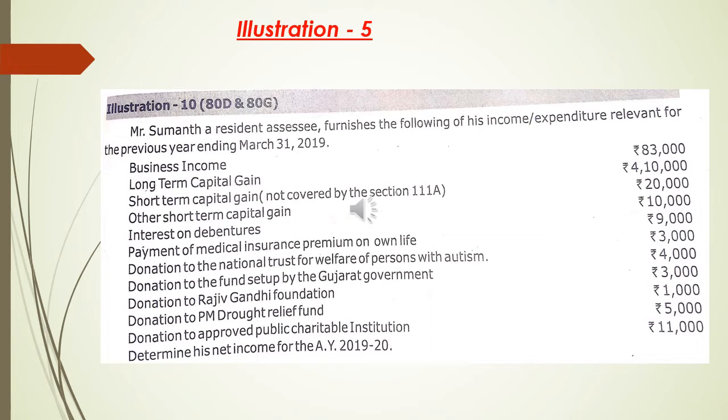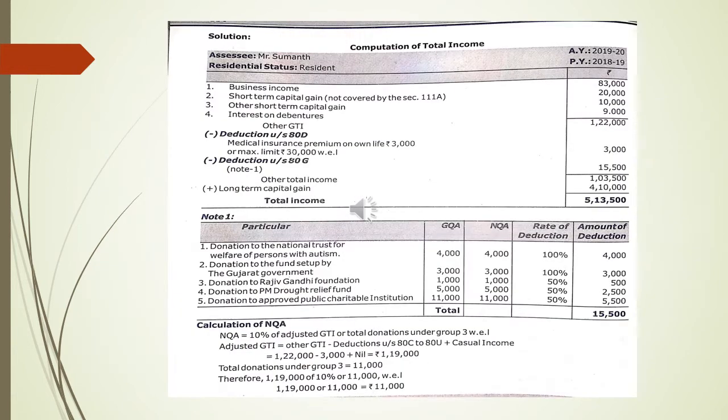Donations to National Trust for Welfare of Persons with Autism will come under Group A 100%. Fund set up by Gujarat government is for 100% Group A. Donation to Rajiv Gandhi Foundation and Prime Minister's Drought Relief Fund is for Group B 50%. And approved public charitable institutions will be eligible for Group C, that is with limit. So whenever you classify these points, be a little careful while calculating adjusted taxable income. Now let us solve this question.